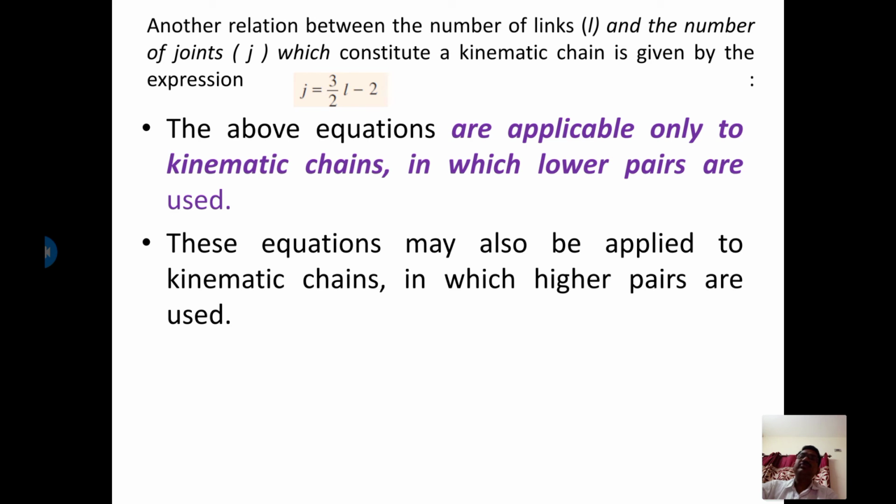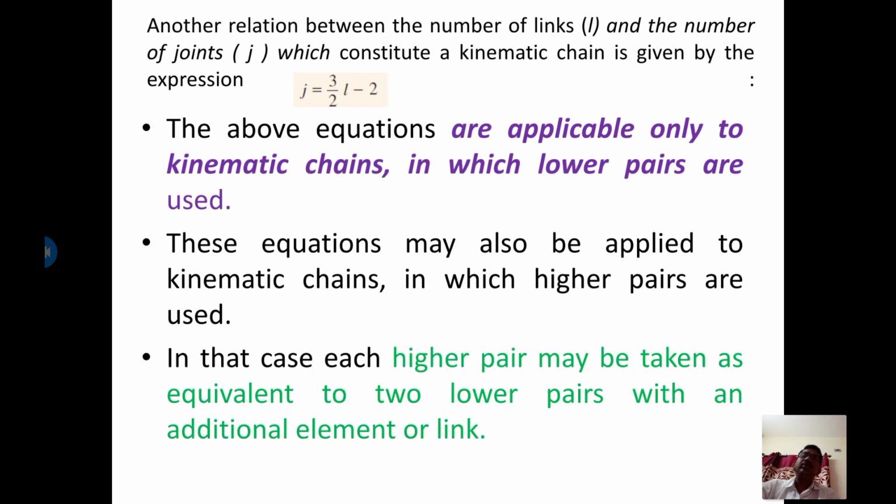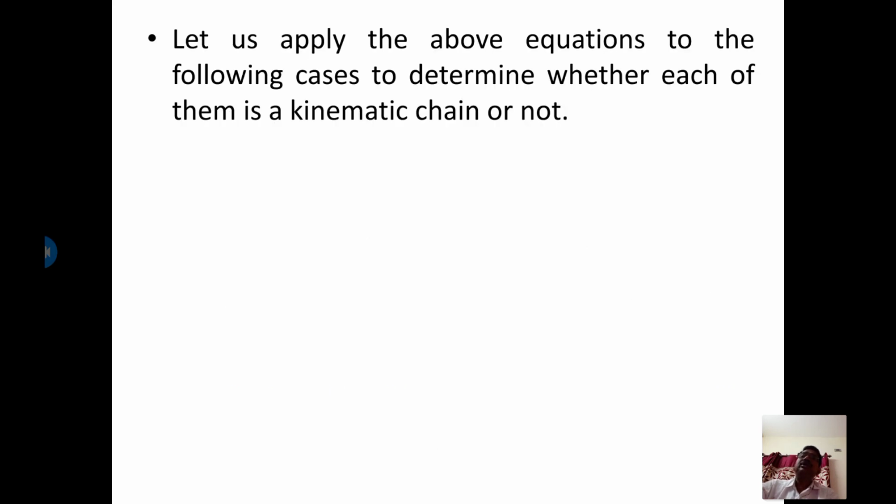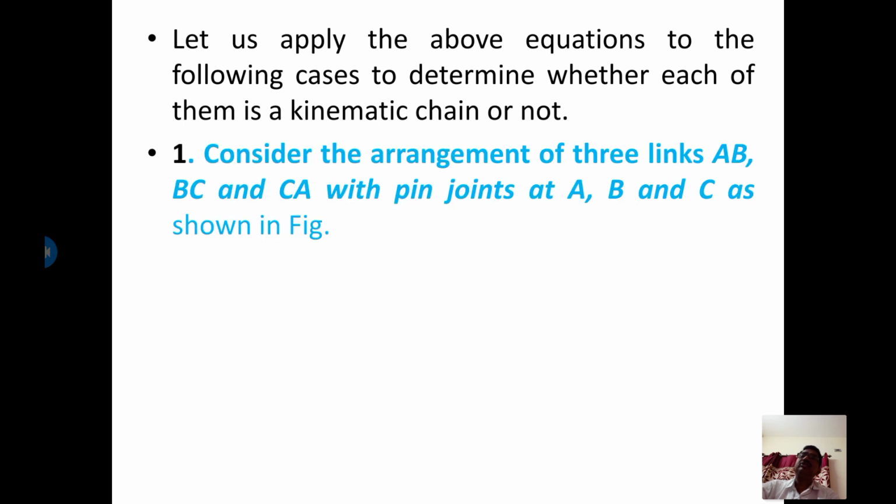These equations may also be applied to kinematic chains in which higher pairs are used. A higher pair is equivalent to two lower pairs with an additional element or link, so you can substitute in the equations. Next, apply the above equations to different cases and check whether it is a kinematic chain or not. The first one is three links AB, BC and CA with pin joints at A, B and C.